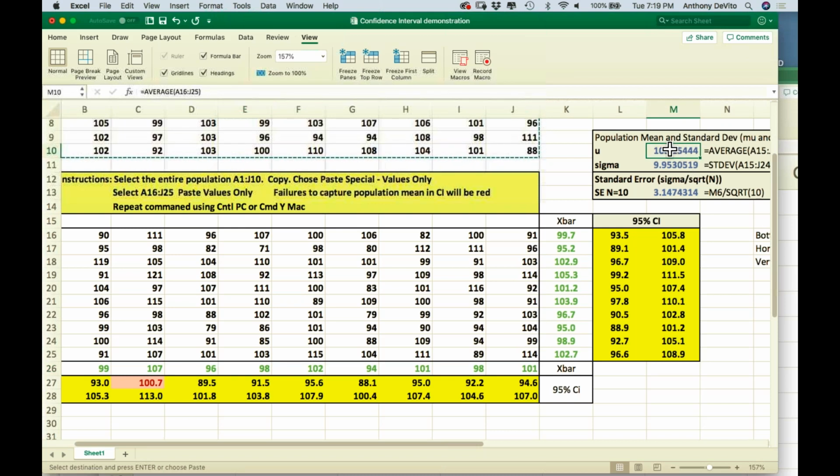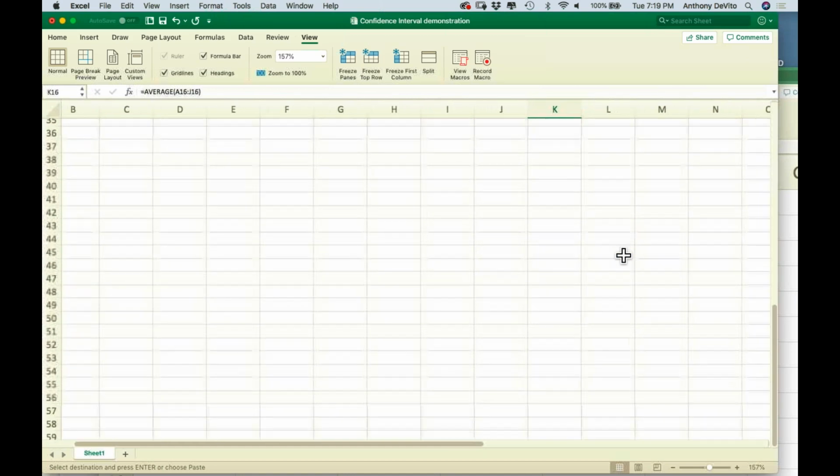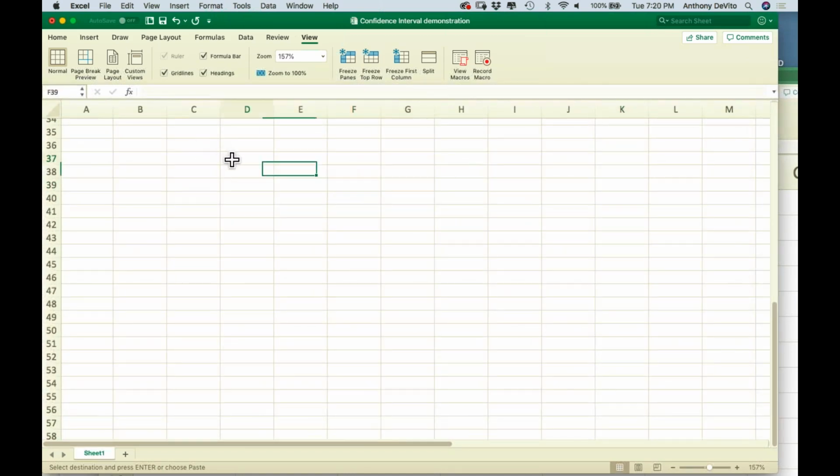So if I know the mean and I know the standard deviation of the population, I can figure out an interval for this mean that represents 95% likelihood of getting that value if I thought that that was the population mean. And how do I do that? Okay, so let's talk about confidence intervals before I go back up there.